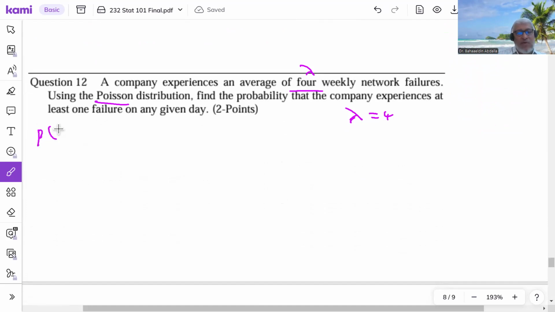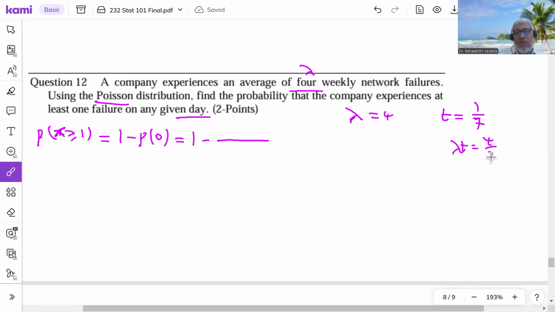So x equals 1 or 2 or 3, so x is greater than or equal to 1 failure, and this would be 1 minus the probability of x less than 1, which is 0. So it would be 1 minus the formula for the Poisson distribution, with lambda t. What is t here? At least one failure on a given day. So t would be 1/7, because lambda is weekly but this is one day, and we have 7 days in a week. So lambda times t would be 4/7.